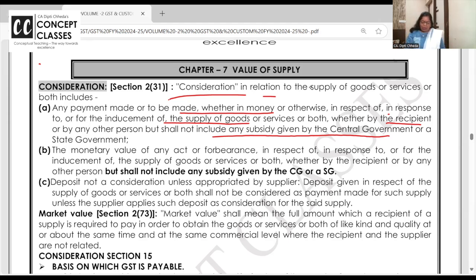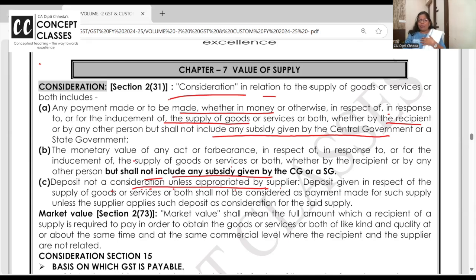Next is the monetary value of any act of forbearance for the inducement. That's the same way. Money coming in, ex subsidy. Deposit is not consideration unless appropriated by the supplier. Very nice question. See, consideration is what you are giving me.